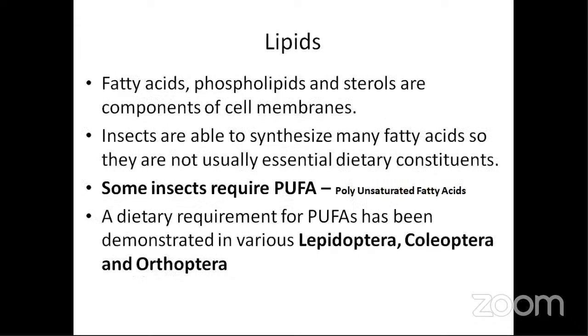And lipids. In the case of lipids, the fatty acids, phospholipids, and sterols are the main components of cell membrane formation in insects. Insects are able to synthesize many fatty acids, so they usually do not require fatty acids from external diets, from plants or other things. Some groups of insects require PUFA, like humans also, the polyunsaturated fatty acids. The dietary requirement for PUFA has so far been demonstrated in some lepidopterans and many coleopterans and orthopterans.